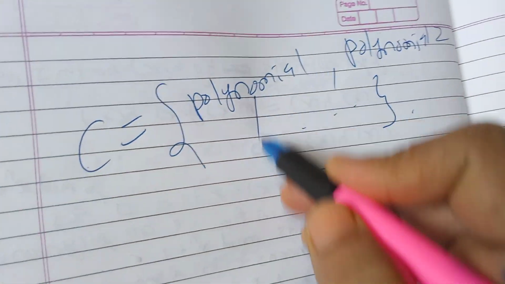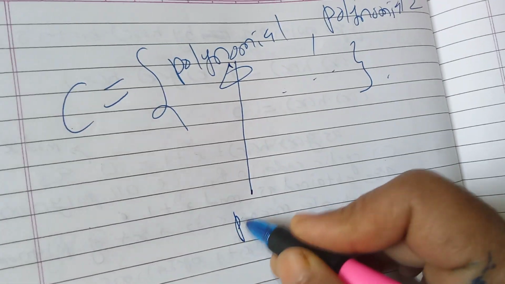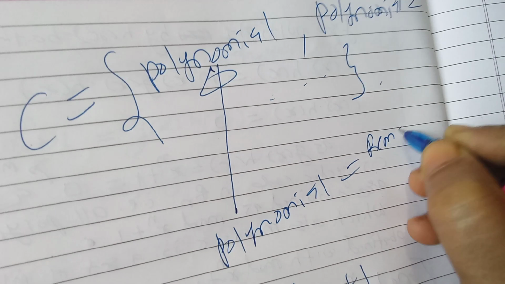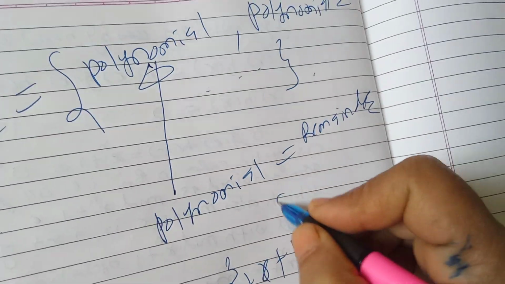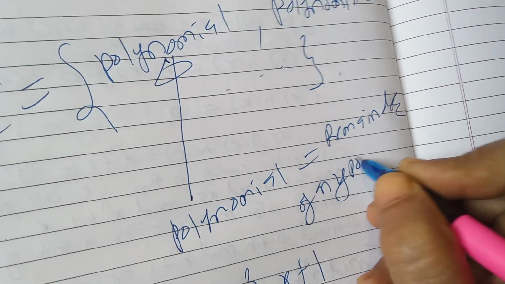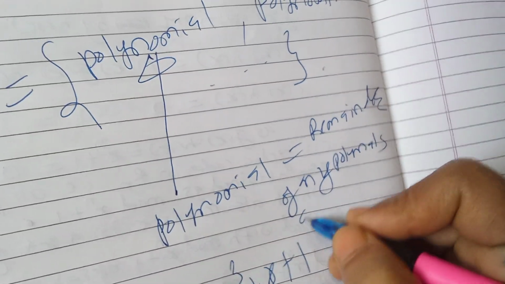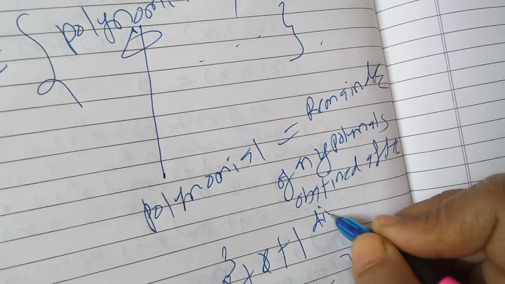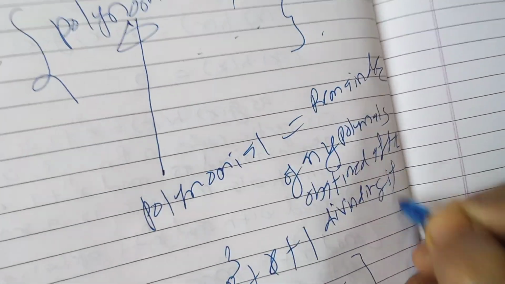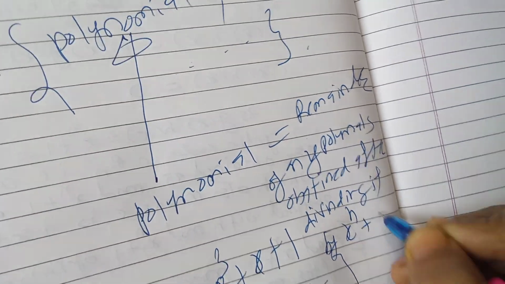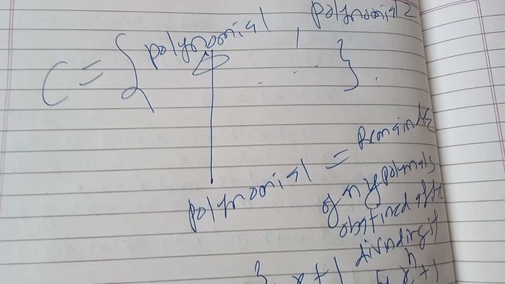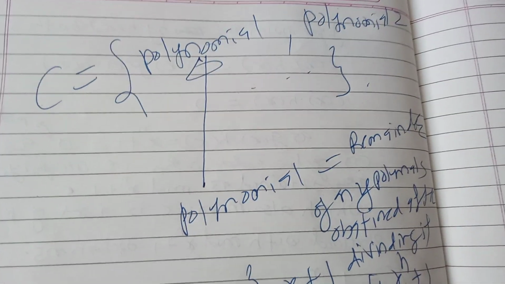Now what is the speciality of this polynomial? What is the feature of this polynomial? This polynomial is nothing but a remainder of any polynomial obtained after dividing it by x raised to n plus 1. Or, C is a code set of polynomials which is nothing but the remainders obtained after dividing by x raised to n plus 1. Okay.